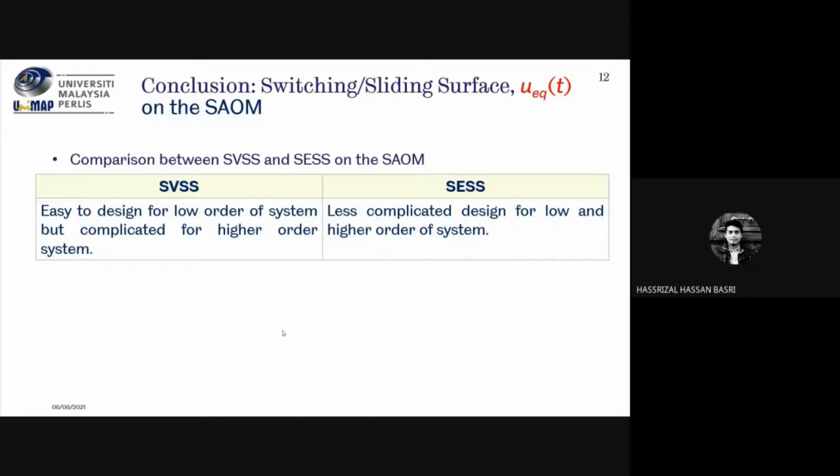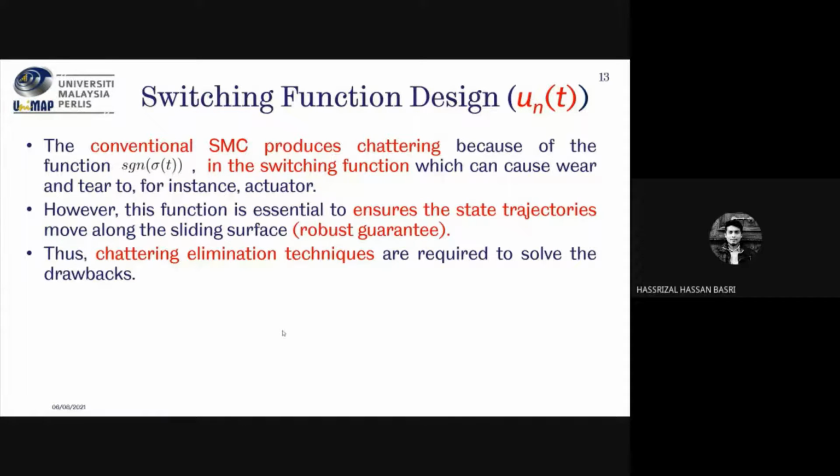All right, so now we go to the second part. We are already done with the switching surface, and now we go to the switching function. The conventional SMC produces chattering because of the signum function. The switching function can cause wear and tear to, for instance, the actuator. However, this function is essential to ensure the state trajectories move along the sliding surface, and thus chattering elimination techniques are required to solve the drawback.